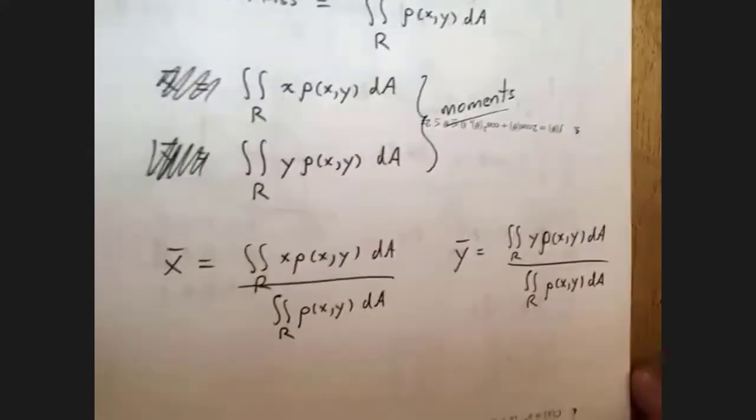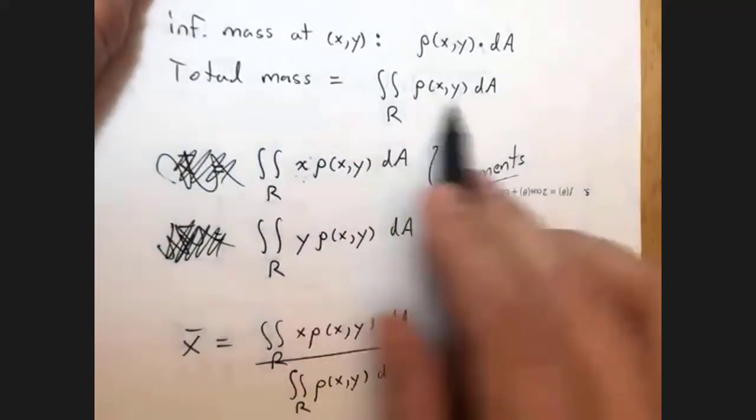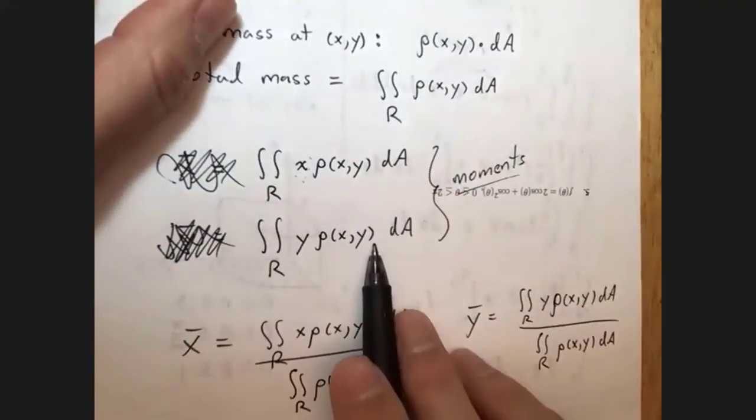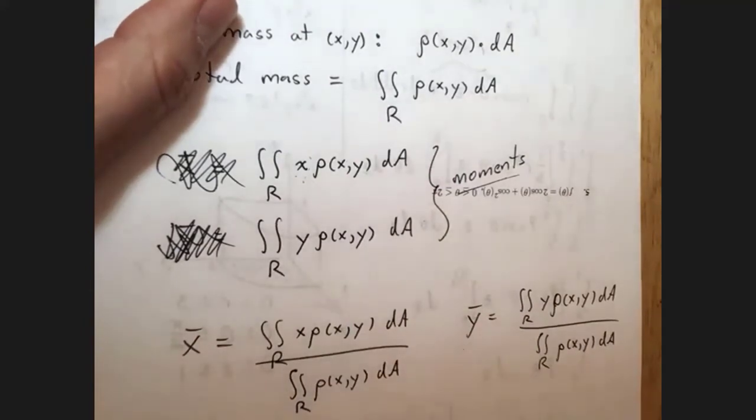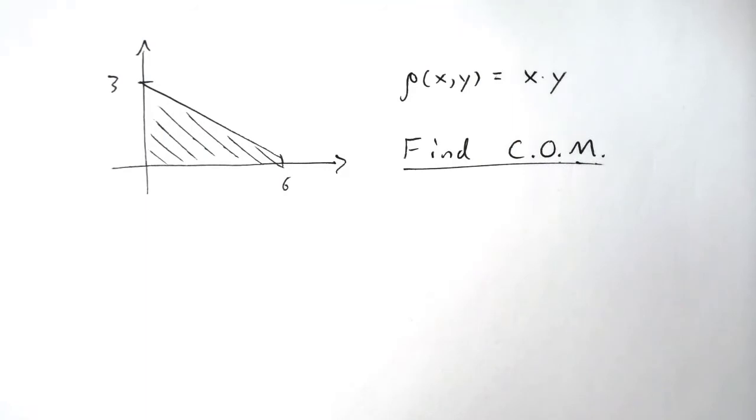That's the correct formula for x bar, y bar. Sorry, I forgot we have to divide by the total mass to get these. So what you do to do the problem, you find the total mass, you find the moments, and then you just divide. And that's how you get x bar, y bar. Okay, so let's go ahead and do these computations.